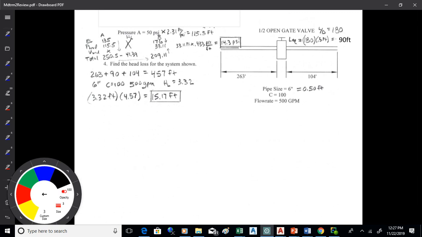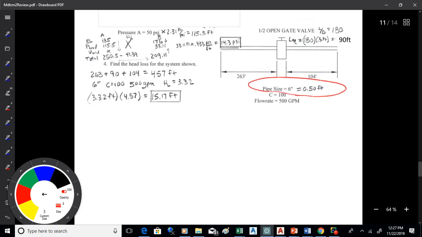All right, so what we got here, we got a 6-inch pipe, which is 1/2 foot, C100, flow rate at 500 gallons per minute. Okay, a 1/2 open gate valve, which is what that should have been. If you look on the table, now I'll give you a copy of this too. This is that minor loss table. That's page 123, I think. Okay, so I'll get you a copy of that.